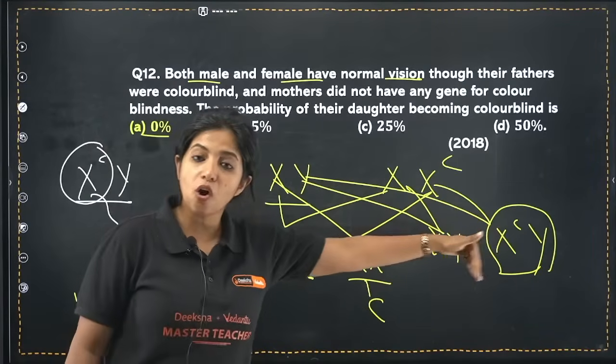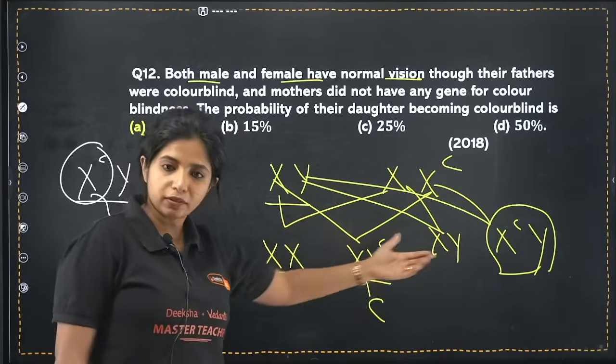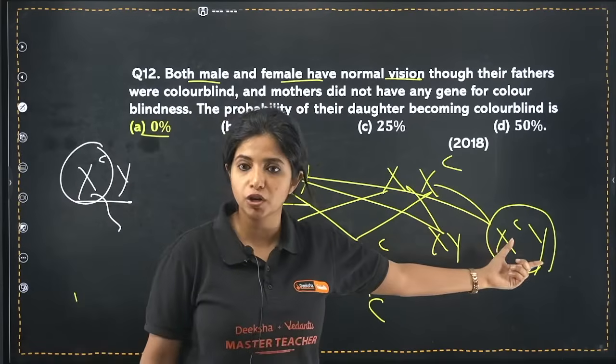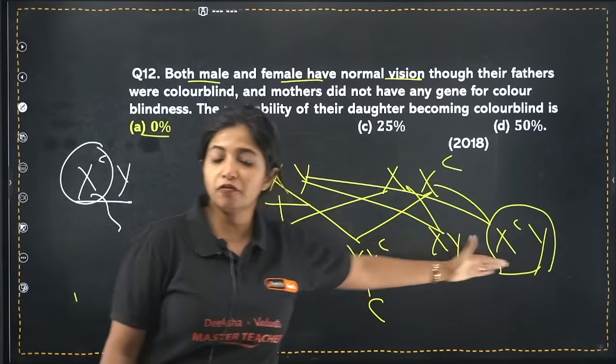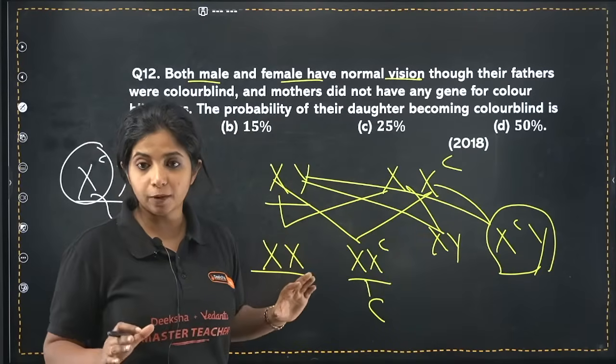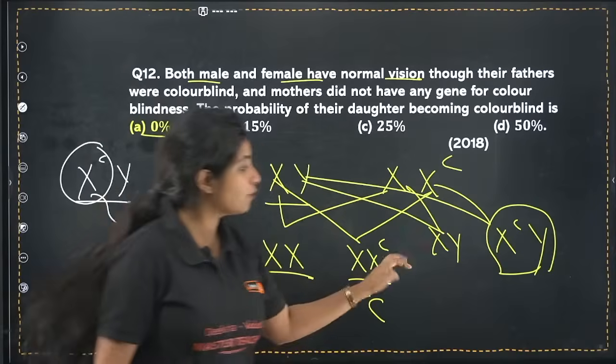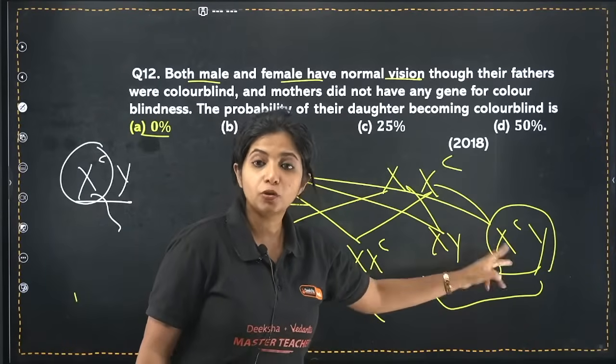If we're talking about all their children, then we talk about the full ratio. In that case, 25% of their children can be colorblind. But when you're talking about the sons, you have to talk just about the sons. So out of 2, 1 is colorblind.